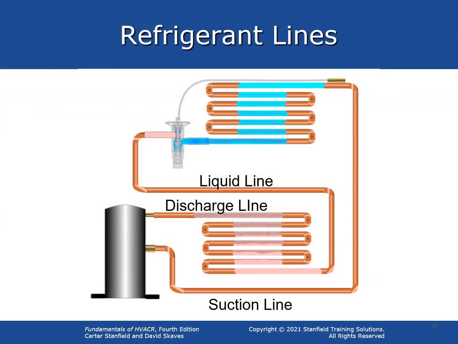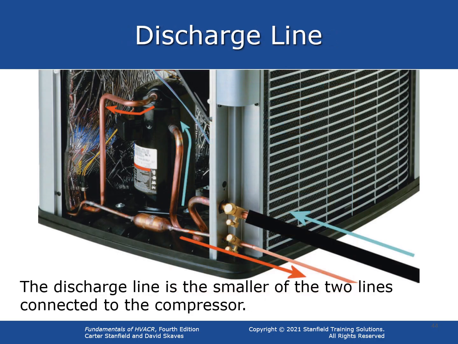The components of the refrigeration system are connected by three refrigerant lines: the discharge line, the liquid line, and the suction line. The discharge line carries the high-pressure, hot, superheated gas from the compressor to the condenser. It is called the discharge line because refrigerant is discharged into it from the compressor. The discharge line is the smaller of the two lines connected to the compressor.